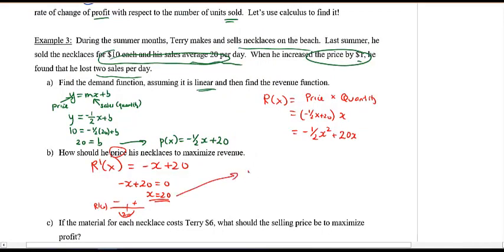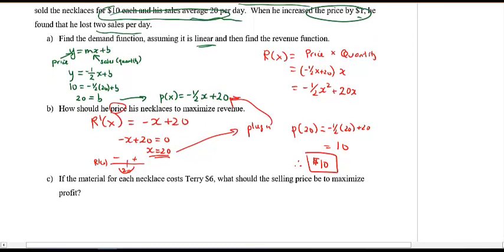Now go ahead and plug into price, or plug it into the equation, the demand function. So P of 20 now equals negative 1/2 times 20 plus 20. That's negative 10 plus 20, that's 10. Woohoo! So therefore the price should be $10.